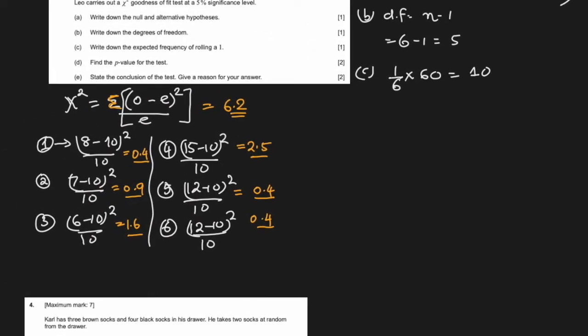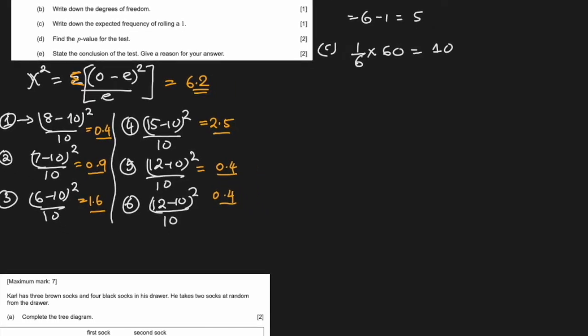So you can use your calculators or some different means to find this. For D, the p-value is greater than 0.2. That's what I know. And E, they state the conclusion of the test. Give a reason for your answer.